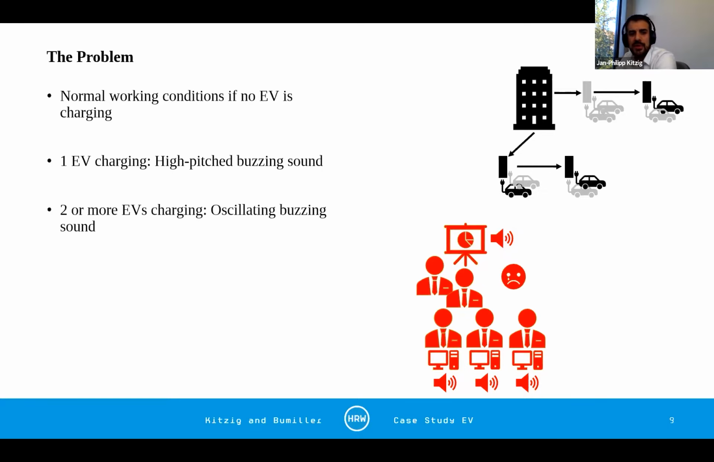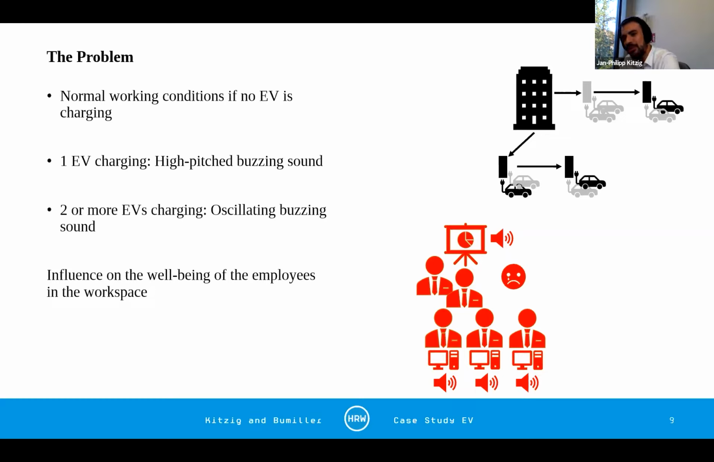The biggest problem is if there are 2 or more EVs charging, then this high-pitched buzzing sound starts to oscillate with a frequency of about 0.5 to 2 hertz, depending on which electric vehicles are charging there. So the CEO of the company came to us and told us, I have an influence on the well-being of my employees in the workspace, and I lose a lot of productivity as soon as these EVs are charging.